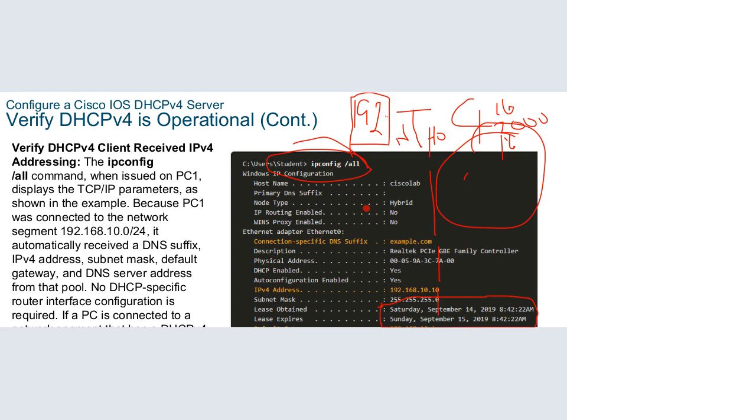So 192 is the range for class C network IPs. There's class A that begins from 10. There's class B that begins from 172. So it's not that all IPs begin with 192. This is just the default IP for smaller networks, like the local area networks that you are prepared to manage. That's why we use it quite often.